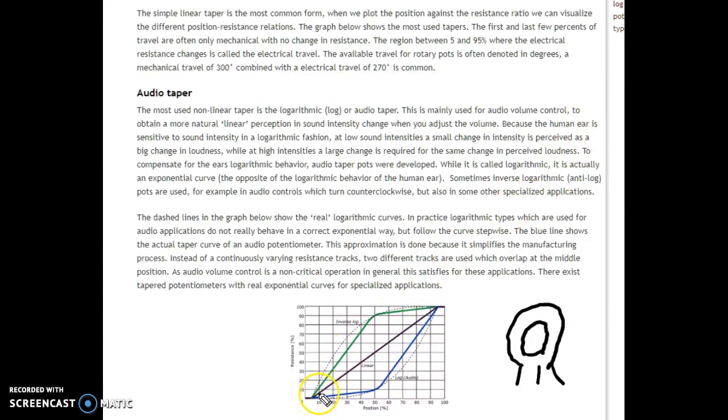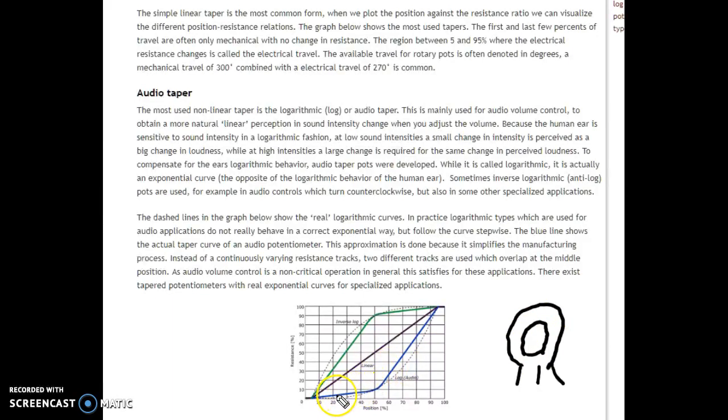A linear POT is going to change through the scale in a linear fashion, in a straight line, just as this chart shows you. And an audio POT changes real slowly about the first half, and then changes rapidly on the second half. And both of those are 270-degree POTs. So those are the short-turn POTs that I talked about with this very crude drawing that I gave you over here.